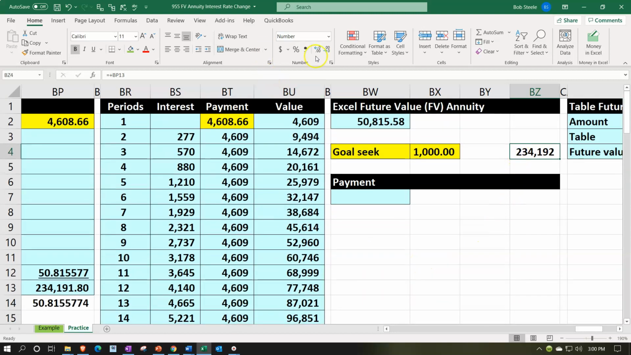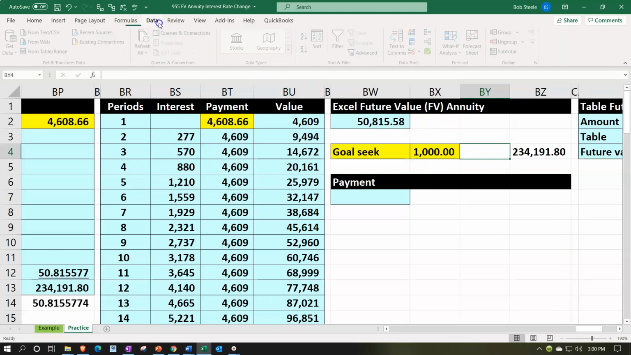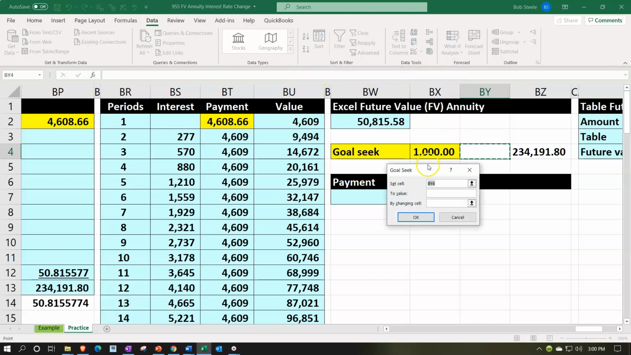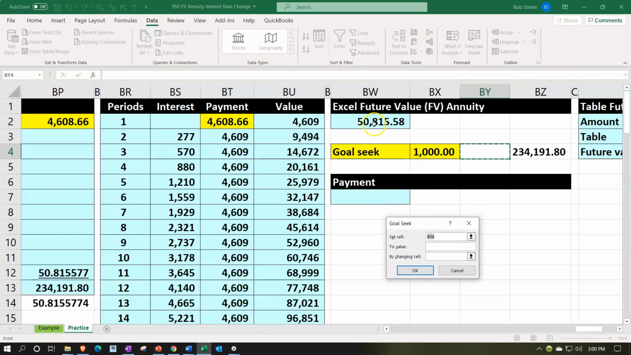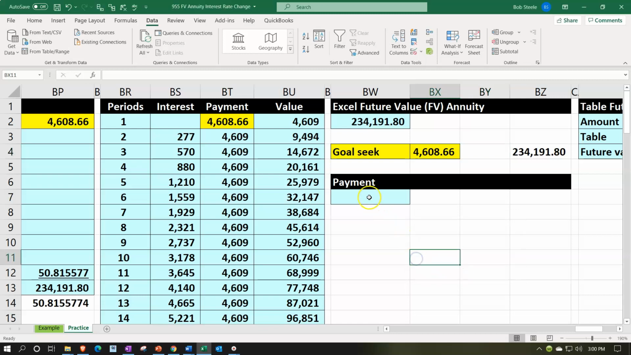Let's add a couple decimals. So that's our end goal. I'm going to use the goal seek to get there here. So we're going to go to the data tab. We're going to go to the forecast or what if, and then we want to set this cell to be 234,191.80 by changing this cell and OK. So we have that. We can do it in that format, or we can use the payment equation.